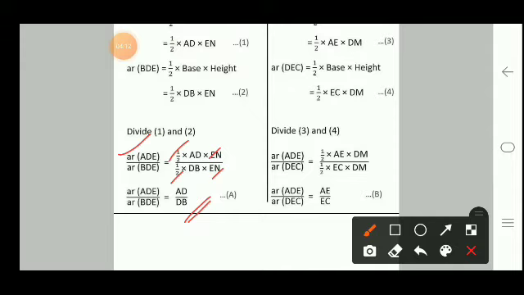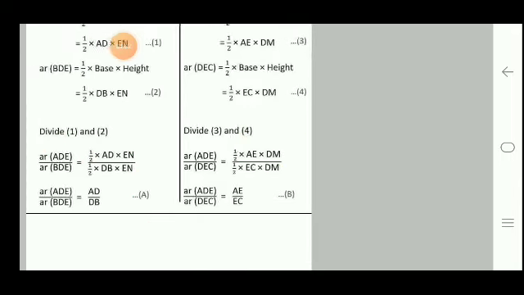Then if we divide the third and the fourth, we have area ADE over area DEC is equal to half into AE into DM over half into EC into DM. So we have area ADE over area DEC is equal to AE over EC. Half and half cancel out, DM and DM cancel out. Now we have to show that these are equal.